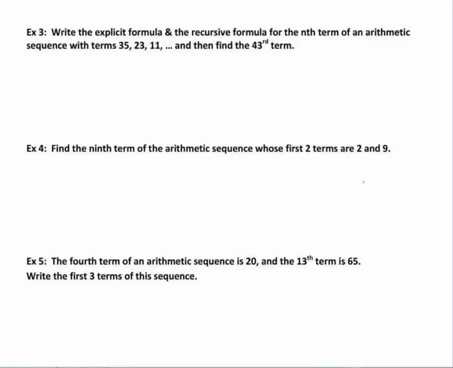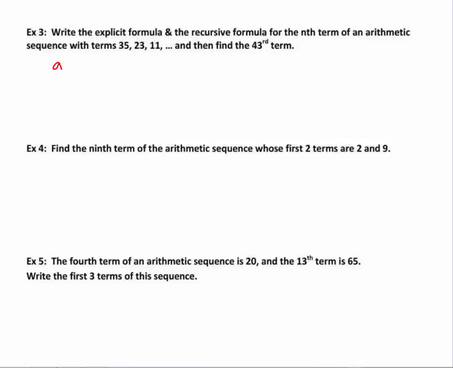All right, another quick example. We're going to write the explicit formula and the recursive formula for the nth term of an arithmetic sequence with terms 35, 23, 11, and then we're going to find the 43rd term. So that sounds like a lot to do, right? Well, let's start out with what we know.